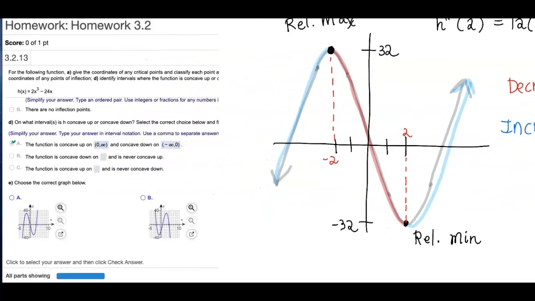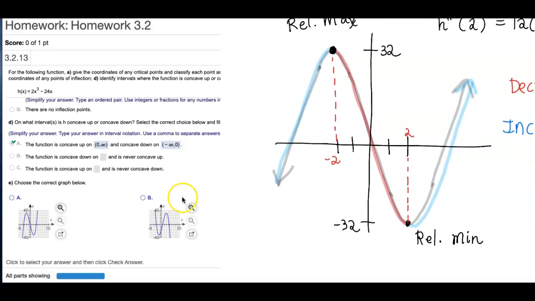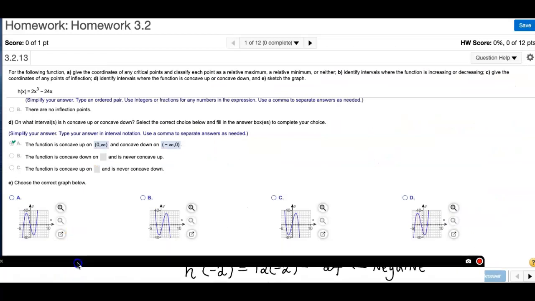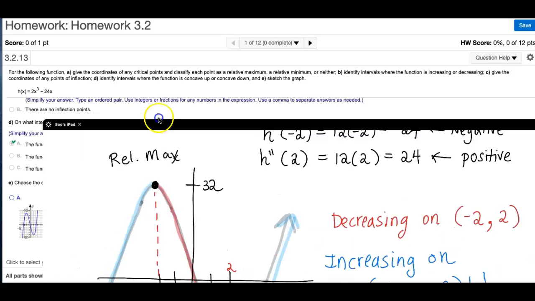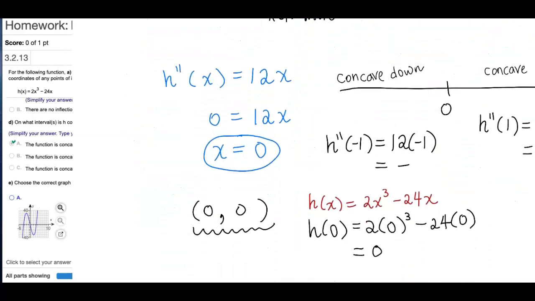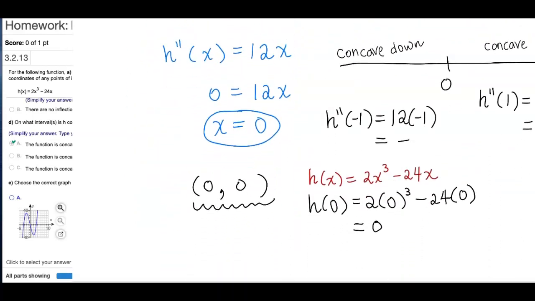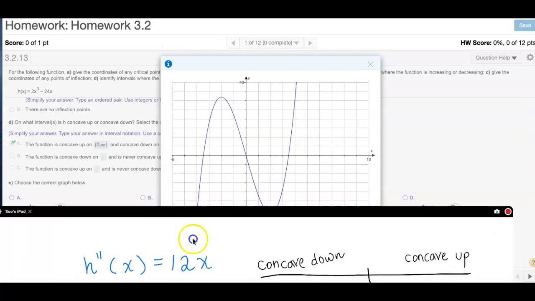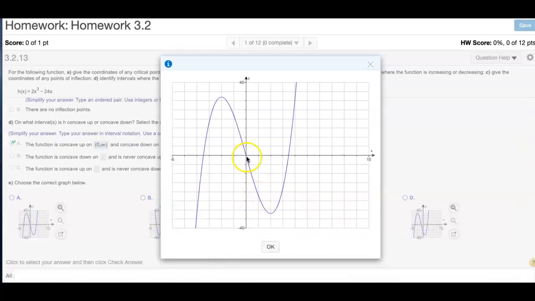First one somewhat. Second one is definitely no, right? The second one is flipped. So B is incorrect. A may be it. C is no. And D could be it. So what I need to do is actually click on it. But I remember that we have a point of inflection at 0, 0. So I need a graph that goes through 0, 0. I can see A is like that. A goes through 0, 0.